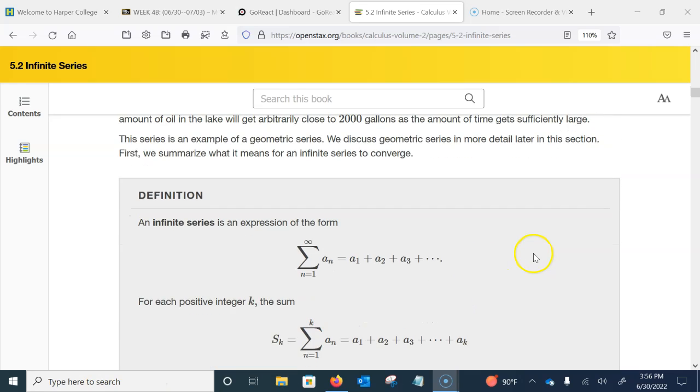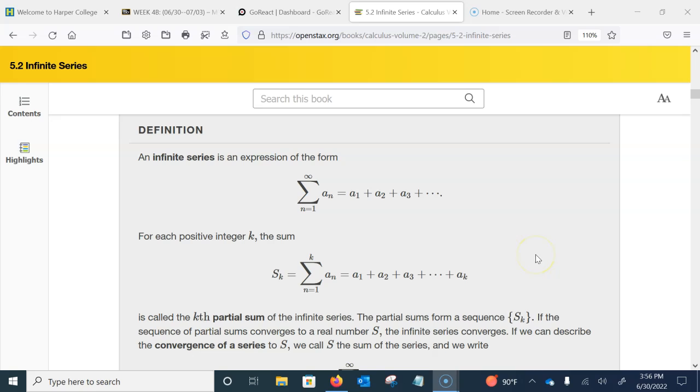All right, so let's get to some definitions as far as the notation that we've been using. An infinite series is an expression of the form n equals 1 to infinity of the sum of the terms of a sequence a sub n. So that's the definition of an infinite series. It literally is a sum of an infinite set of numbers where those numbers form a sequence.